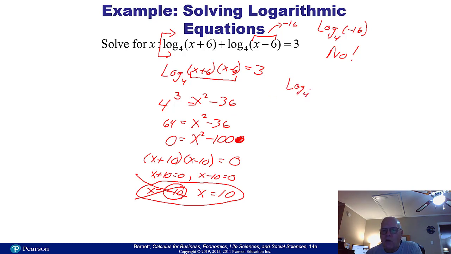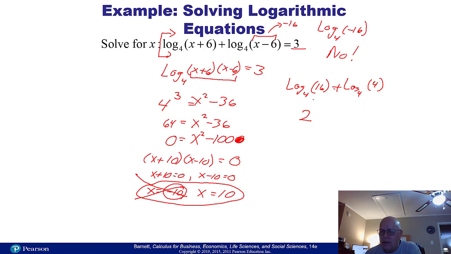Log base 4 of 10 plus 6, which is 16, plus log base 4 of 10 minus 6, which is 4. And we're supposed to get a 3. Let's see. So remember what this means. 4 to what power gives you 16? 2. That's where knowing the definition and what this logarithm actually means can make it really easy. You don't have to put it in your calculator.